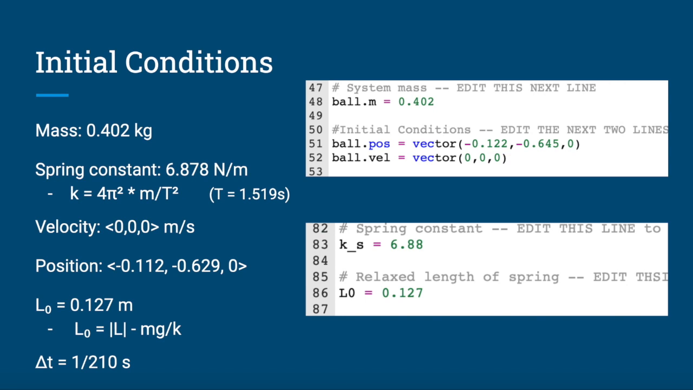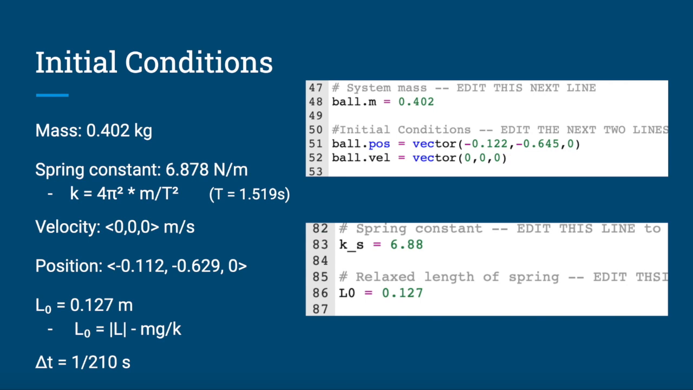For my initial conditions, we had a mass of 0.402 kilograms. And then using the data I got from Tracker, I was able to calculate the spring constant using that k is equal to 4 pi squared times mass over T squared. I had a T of 1.519 seconds. And so using that, I got a spring constant of 6.878 newtons per meter. And so then the initial velocity was 0 meters per second in all directions.